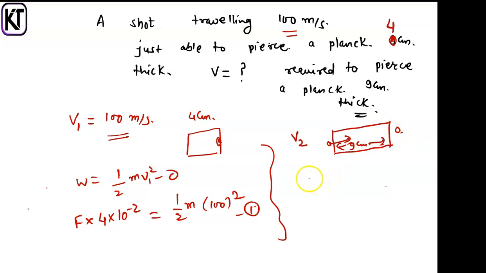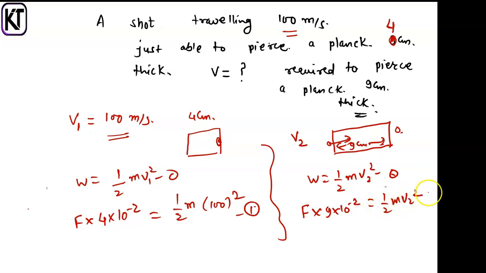Correct? So it will be W equals 1/2 m v2 square minus 0. Now force would be same because resistive force is not going to be changed. So force into displacement. Now this time displacement would be 9 into 10 to the minus 2, and that is equal to 1/2 m v2 square. Correct? Now we have equation 1, equation 2.